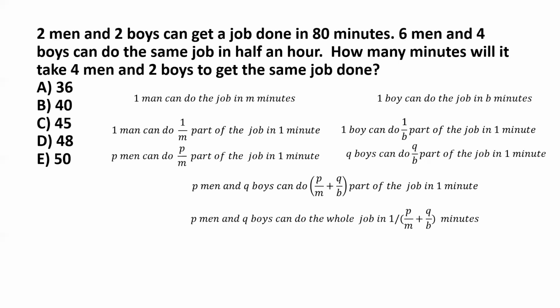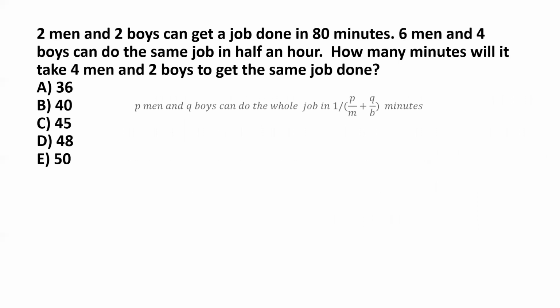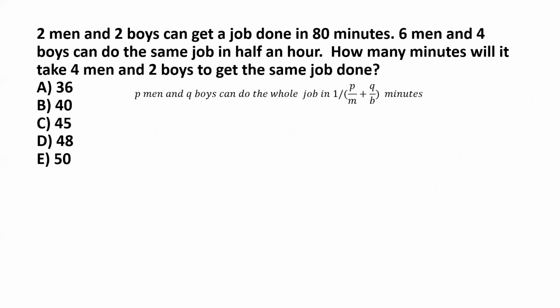So we clean up some space here to make room, but we carry over this important result that we derived in general, that p men and q boys working together can do the whole job in 1 divided by, within parentheses, p by m plus q by b, minutes. So once we have this generic expression, it just comes to the matter of substituting p and q and getting 2 equations.